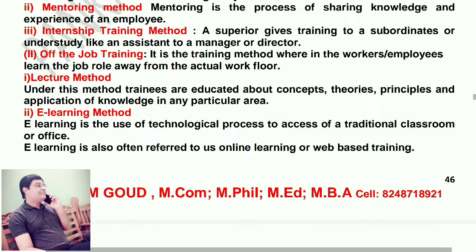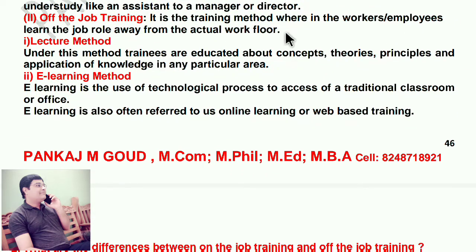Next one, off the job training. It is a training method wherein the workers or employees learn the job role away from the actual work floor. That is known as off-the-job training. So, in this method, they learn the job role away from the actual work floor. So, they are away from the actual work is known as off-the-job training. Under that, lecture method. Under this method, trainees are educated about concept, theory, principle, and application of knowledge in any particular area.